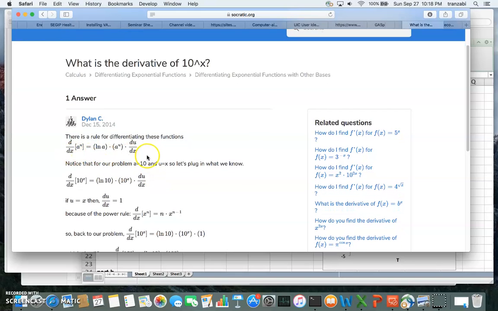And look at that, the very first line of it is exactly what you need. What is the derivative of a raised to u? And u is a function of x. So that's going to be log of a times the function itself, which is a raised to the power of u, and then du dx. So that's one link, the very first line of it.